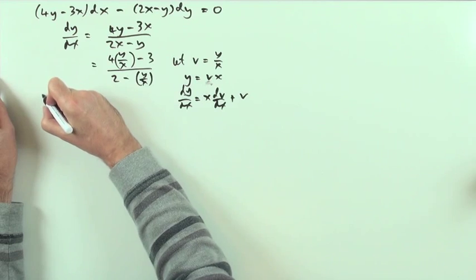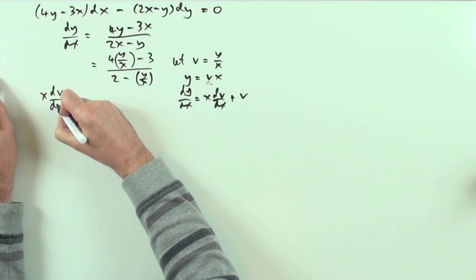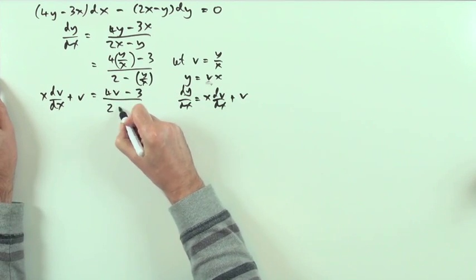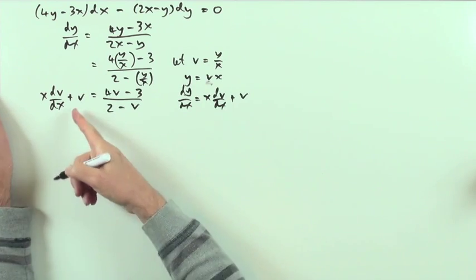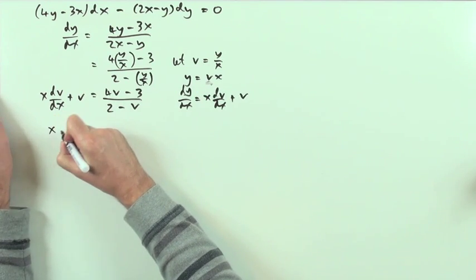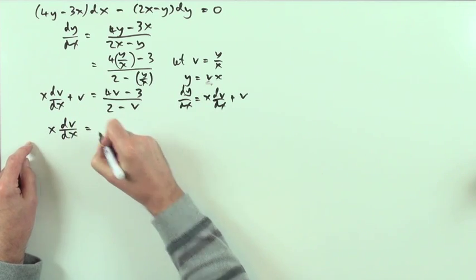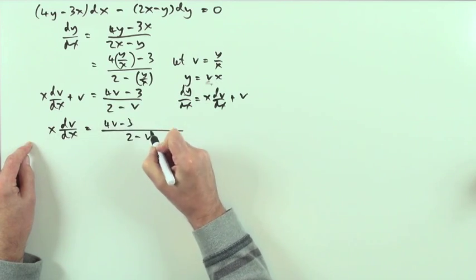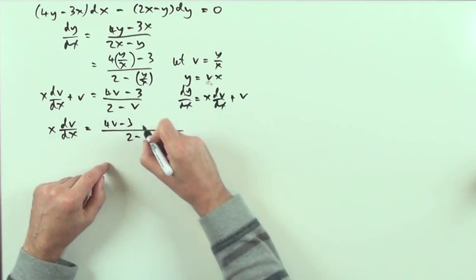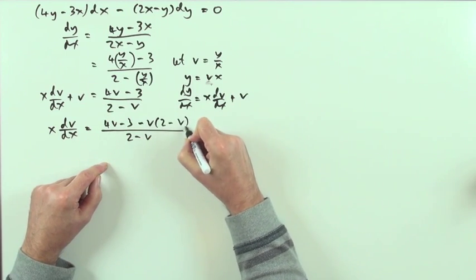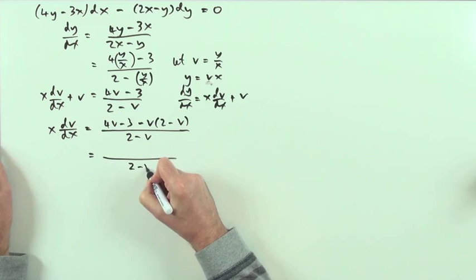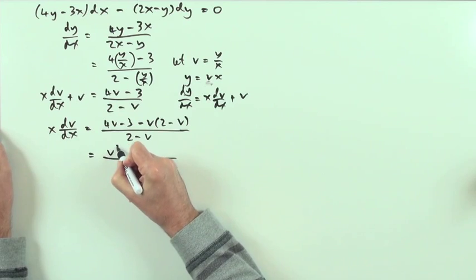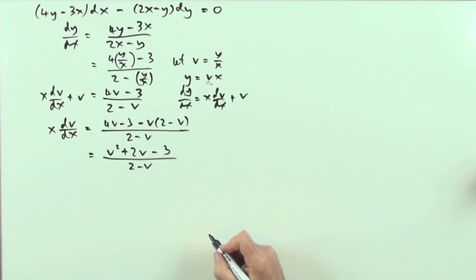So now I can go back over here. I've got x dv by dx plus v equals 4v minus 3 over 2 minus v. Then I'll just take that over and make this into a single fraction. So x dv by dx is going to be over 2 minus v. I'll have 4v minus 3. Now subtracting the v, but putting it into this, will be minus v times 2 minus v. So what's that lot going to tidy up to? I've got plus v squared minus 2v plus 4v. So I've got v squared plus 2v minus 3.